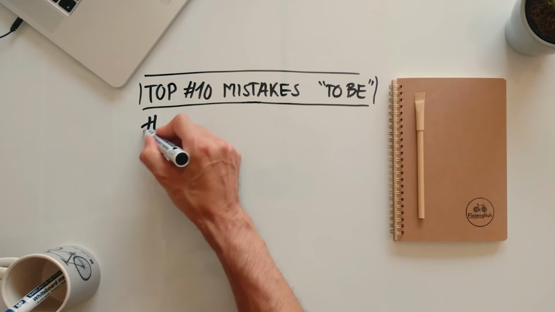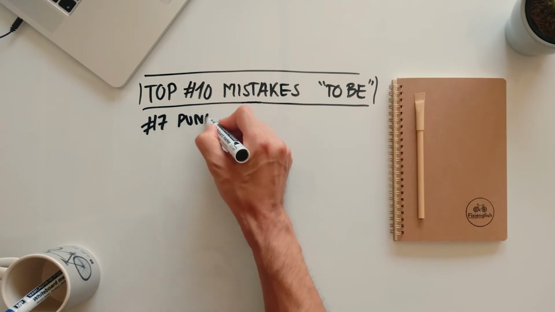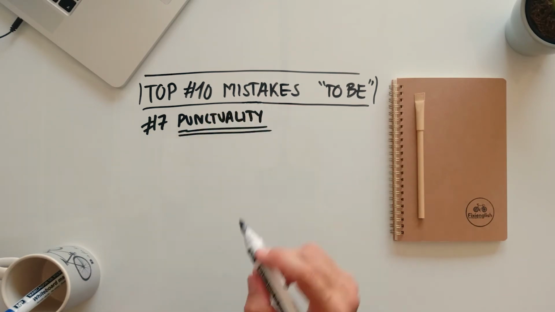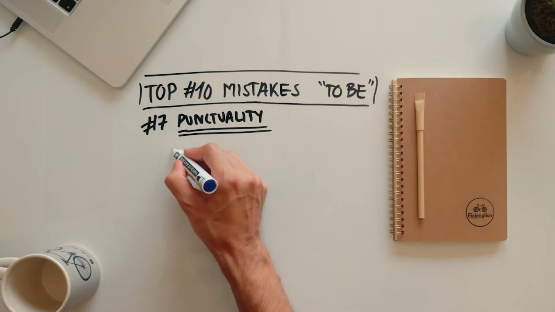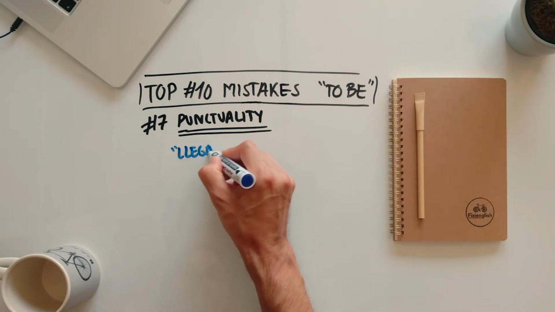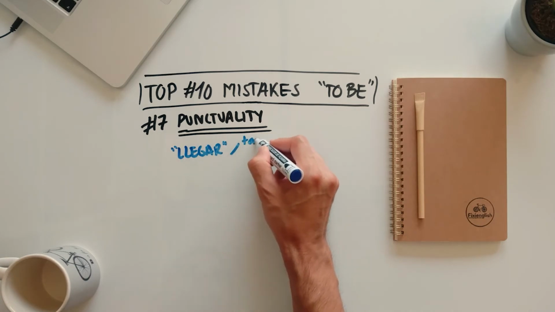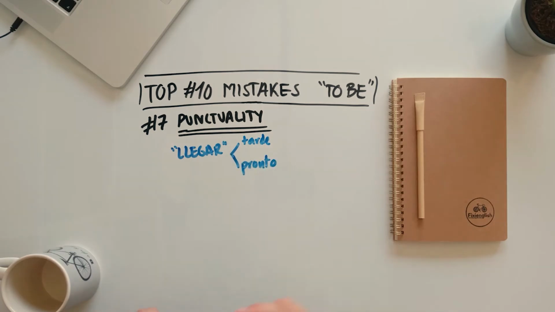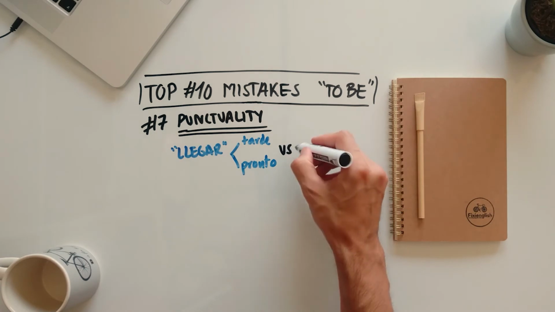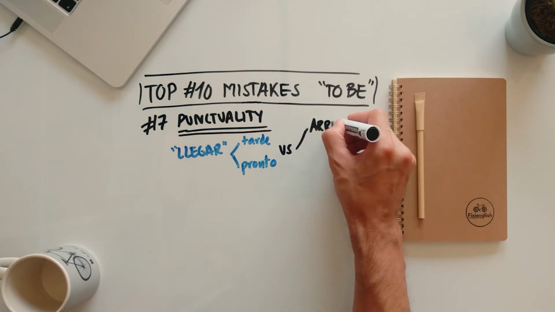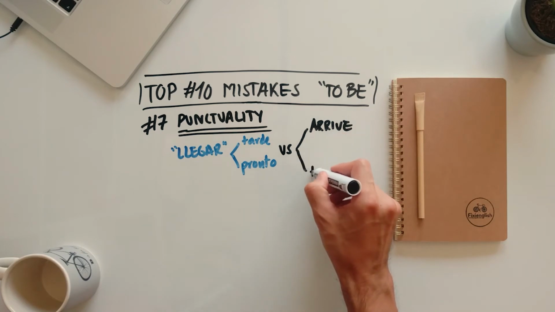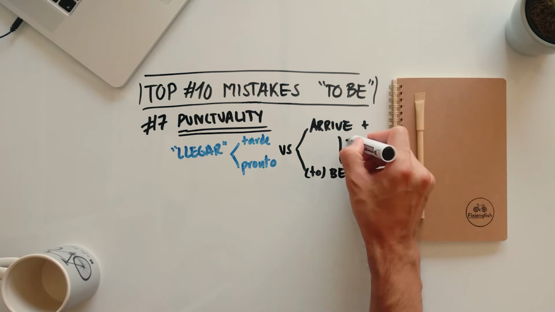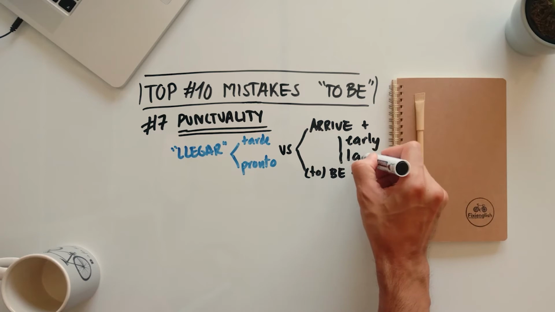At number 7, we have the use of the verb to be to express punctuality. Now, in Spanish, we would use the verb llegar followed by the adjectives tarde or pronto, depending on how punctual you are. And in English, we could do this in two ways. We could express it with the verb arrive, or we could express it with the verb to be, both followed by the adjectives early or late.